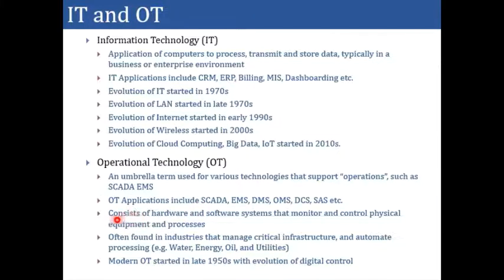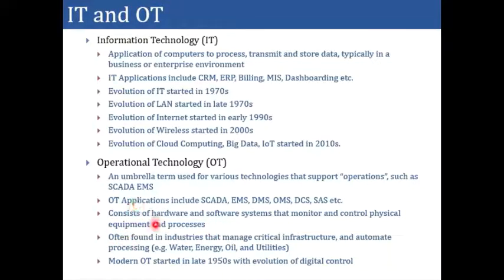Here, operational technology consists of hardware and software systems, because you need hardware to connect to the actual power system network and then sense the various parameters, so that you can have better monitoring and control of those physical equipment.